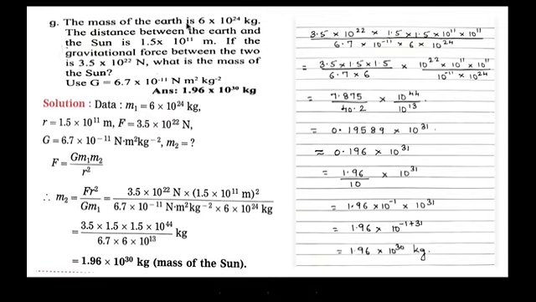Next, the mass of the earth is 6 × 10^24 kg. Distance between the earth and the sun is 1.5 × 10^11 meters. If the gravitational force between the two is 3.5 × 10^22 Newton, what is the mass of the sun? Here again G is 6.7 × 10^-11 N m² kg^-2. So the mass of the earth M1 is 6 × 10^24 kg. R is 1.5 × 10^11. F is 3.5 × 10^22. G is 6.7 × 10^-11, and we have to find the mass of the sun.